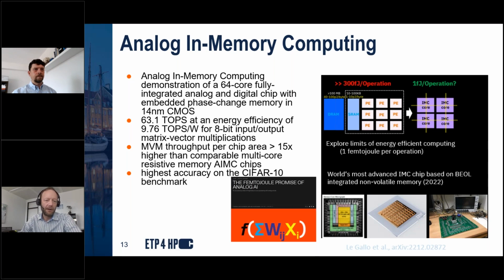It also achieves substantial benefit in terms of the density of computational capability, of matrix vector multiplication throughput per chip area, which is at least 15 times more than any other resistive memory-based analog in-memory computing chips that have been shown so far, while at the same time achieving the highest accuracy on benchmarks that are used to compare this. And this shows us what I was referring to earlier. There is potential to go, and you see this at the top right, from a structure where we spend 300 femtojoule per operation, because we are moving data back and forth between the processing and the memory, to possibly a 1 femtojoule per operation target at some point in time using these in-memory computing cores.